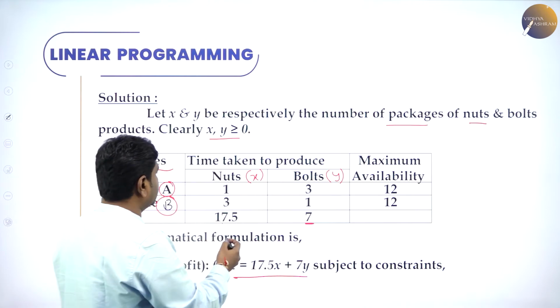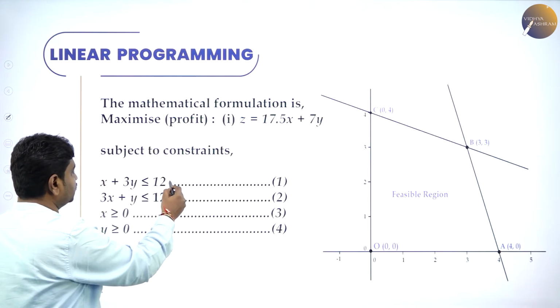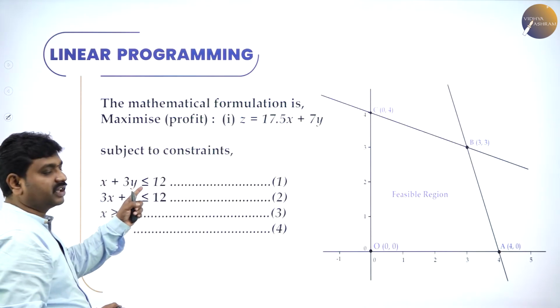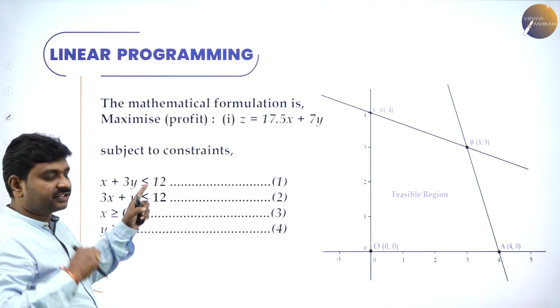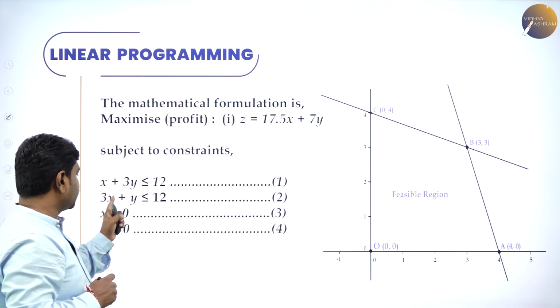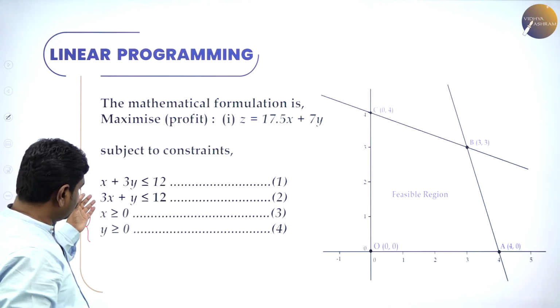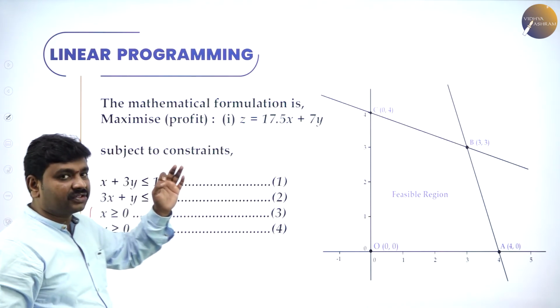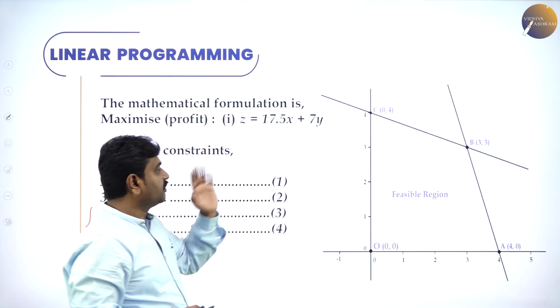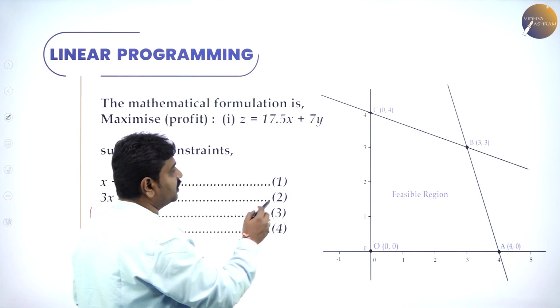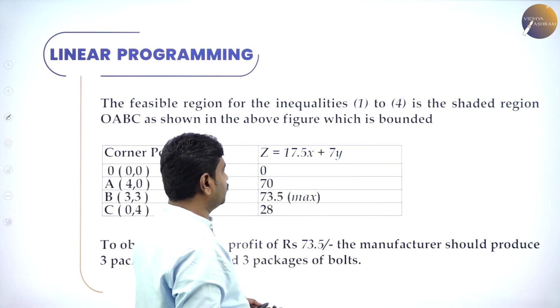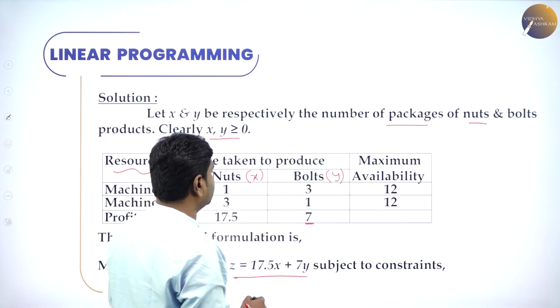Then, subject to the conditions. These are the conditions 1, 2, 3. x plus 3y less than or equal to 12, the machine A constraint. Machine B constraint: 3x plus y less than or equal to 12. This is the non-negative constraint: the number of bolts and nuts should always be greater than or equal to 0. Then first you draw the line and shade it. So graphing this is important and easy.